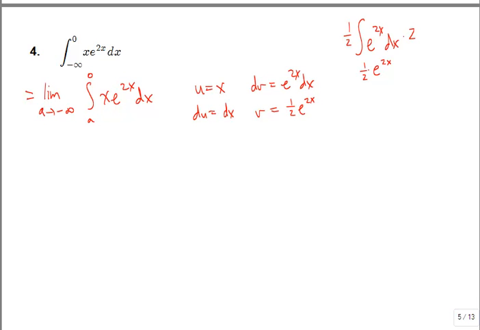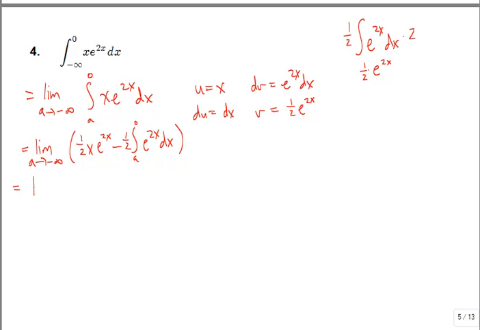So now that means over here we're going to get the limit as a goes to minus infinity, and our integration by parts formula is going to give me u times v. So we're going to get that x times our 1/2 e to the 2x minus the integral of v du. I'm going to pull the 1/2 out, and I'll have that e to the 2x and the dx left over. And I want to do this from a to 0.